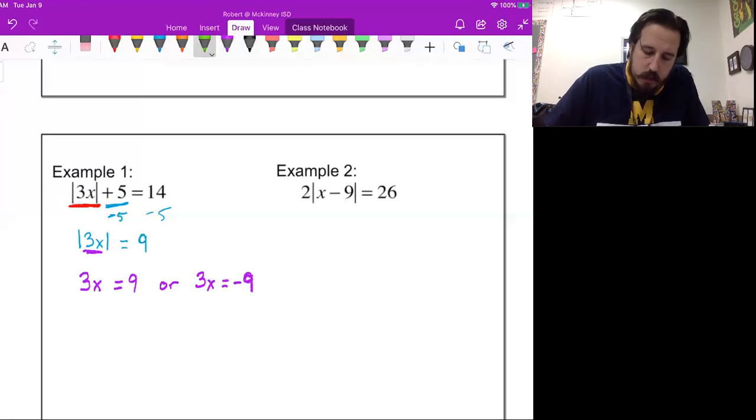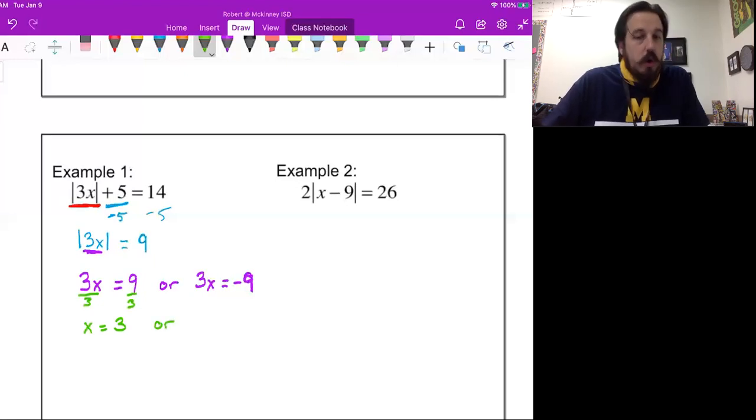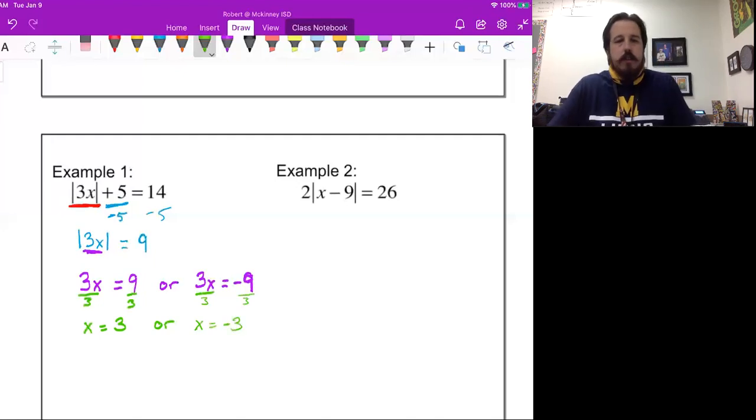So now I solve each of these independently. Here, this one I divide both sides by 3, and I get x equals 3. Or, when I solve this one, I divide both sides by 3, and I get x equals negative 3.